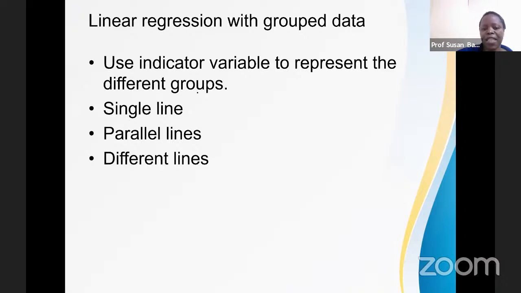Now, let me go back. Here we are saying that for a single line, this is our data, but we can fit one line and the line is okay.